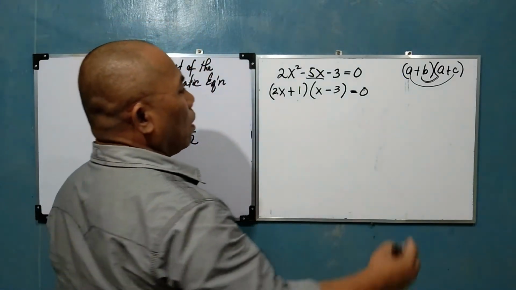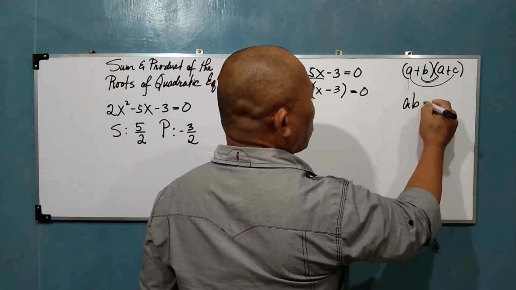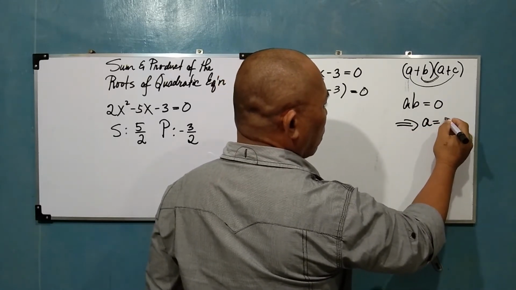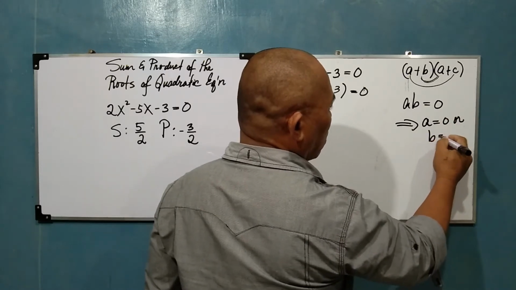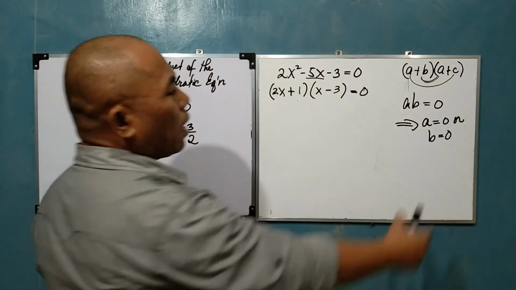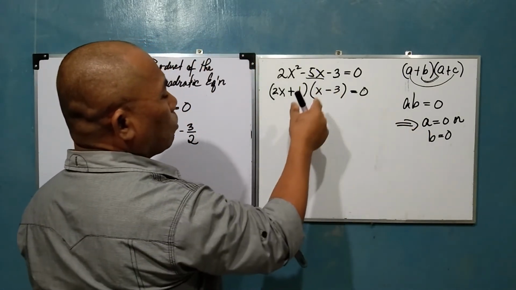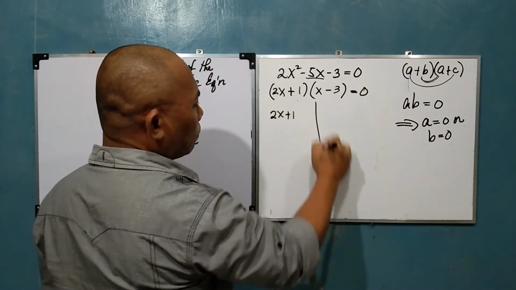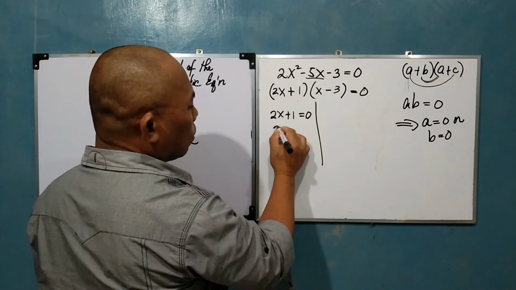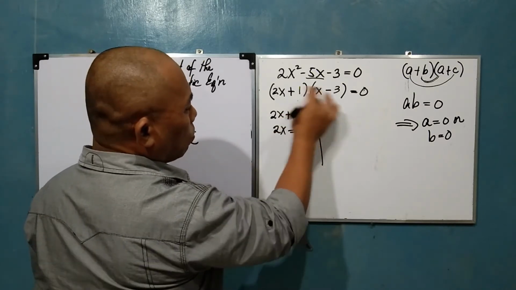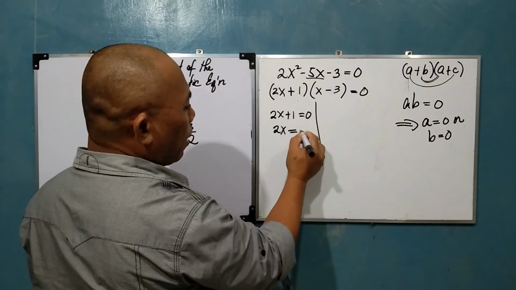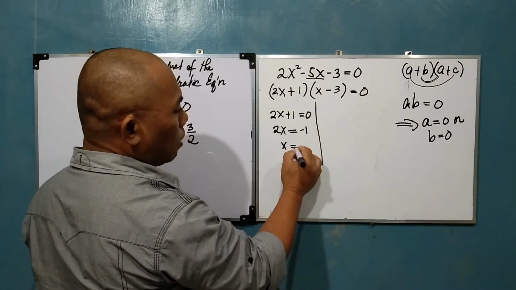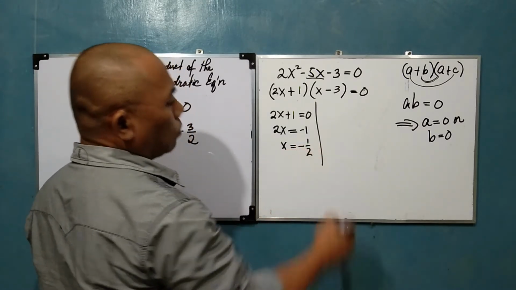Now, following this, that if a times b equals 0, this implies that a is equal to 0 or b is equal to 0. So apply this in here. We can equate its factors to 0. So you have 2x plus 1 equals 0. So 2x equals, transpose to the other side and change the algebraic sign, that will become negative 1. Then you will solve for x. You will get negative 1 over 2.